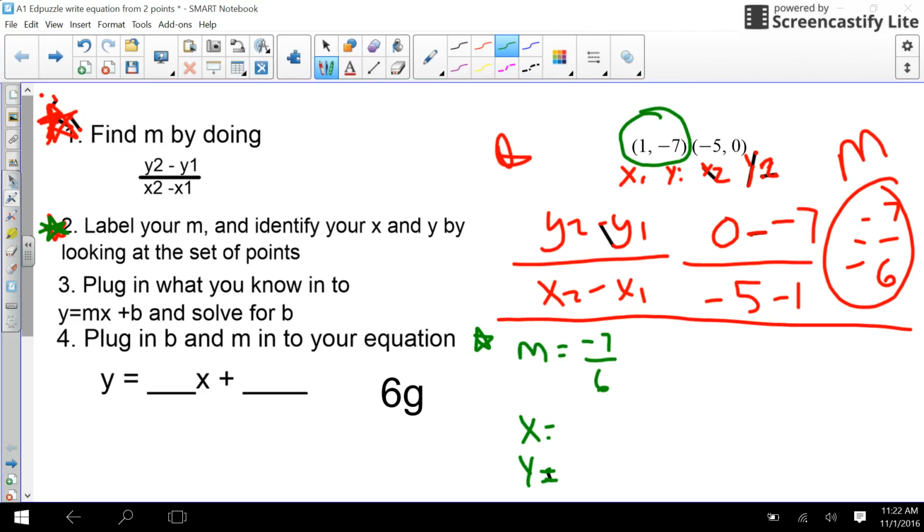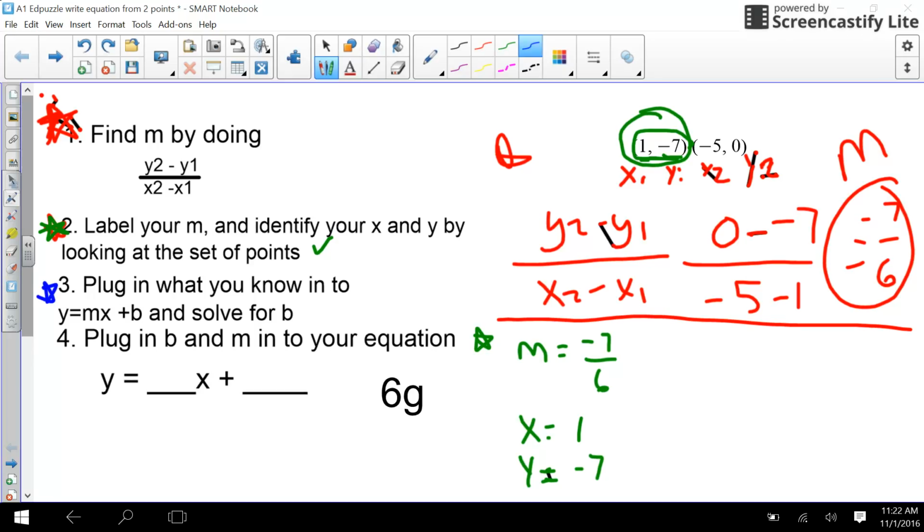Now, when I find my x, I'm going to say my x is 1. I have to use the y from this same point. I can't use an x from right here and a y from here. That's wrong, okay? So my x is 1 and my y is going to be negative 7. It says label your m and identify your x and y by looking at the set of points. Done that.